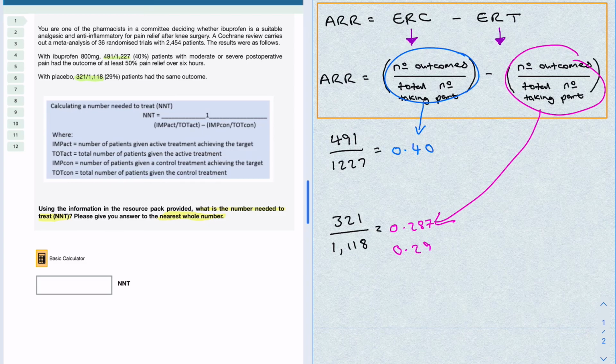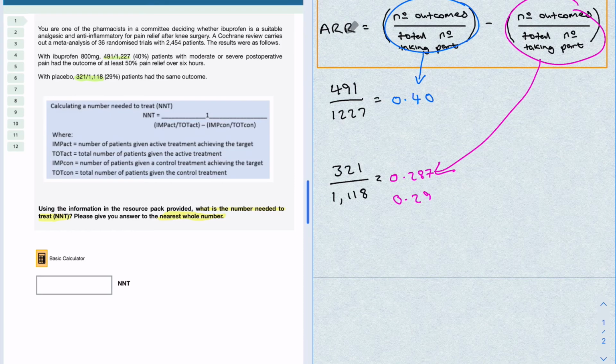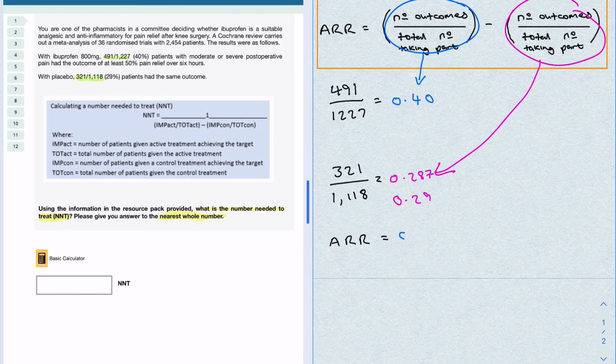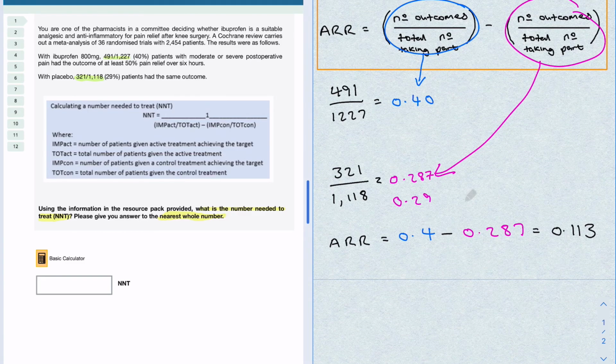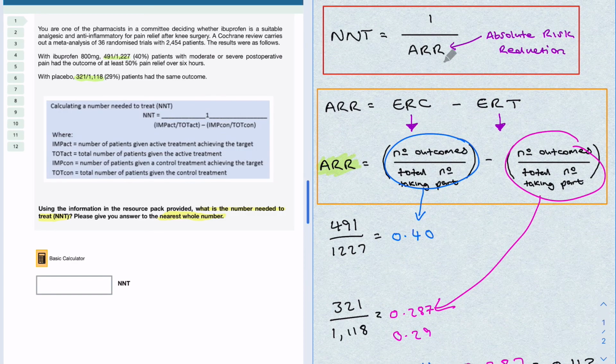So now that I've got my two values, what I'm going to do here is I'm going to work out the absolute risk reduction. So ARR equals 0.4 take away 0.287. So again, ARR equals this value here, 0.4, subtract 0.287, which gives us a value of 0.113. Now that we've calculated the absolute risk reduction, we can take a look at our two-stage process up here.